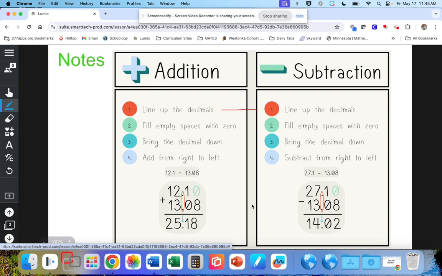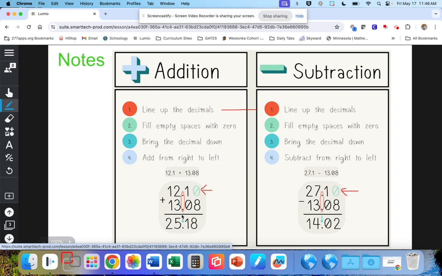If there's any empty spots, we have a number on the top or a number on the bottom, but nothing on the other one, we're going to fill in with zeros, just like right here. We filled in with this 0 there, and we filled in with a 0 here, just so we have a number on the top and we have a number on the bottom. Next, we're going to bring down the decimal.